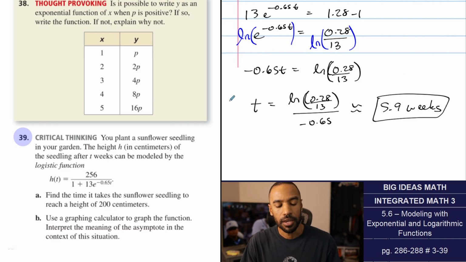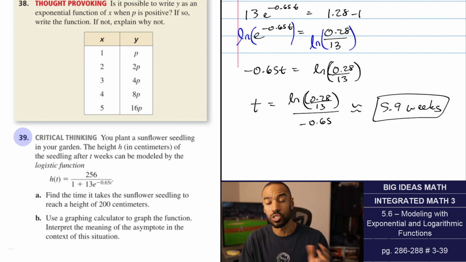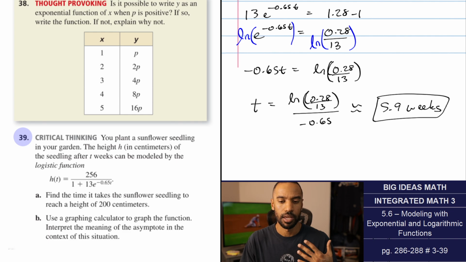All right, use a graphing calculator to graph the function. Interpret the meaning of the asymptote in the context of the situation. So, as I stated, logistic functions have technically two asymptotes on them. So, let's go ahead and do that. So, 256 over 1 plus 13 times e to the negative 0.65x. I don't know a graphing window here.